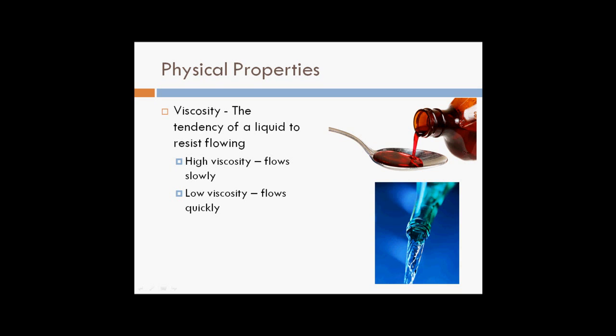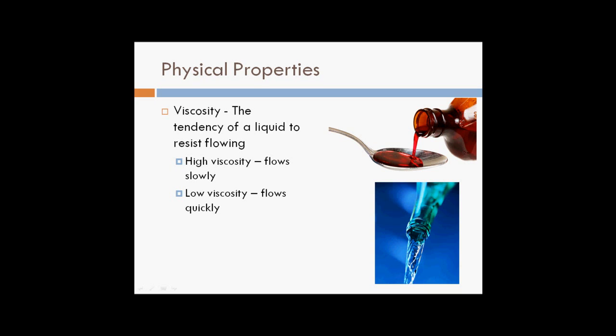Artificial syrups, corn syrup, all of that is going to flow very, very slowly. If any of your family members bake, you may have encountered Karo syrup. That stuff flows so slow, it's unbelievable. That is all an example of viscosity, high viscosity. The opposite, of course, is low viscosity, something that flows quickly. So this would be something like water or gasoline or alcohol, ethanol or propanol, hydrogen peroxide. These things all have low viscosity.